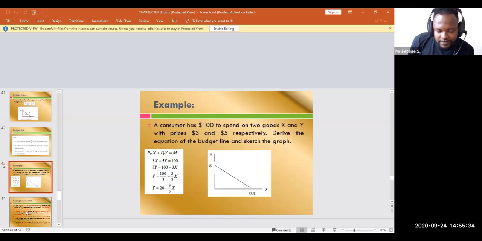5 times 20 is 100. 100 divided by 3 is 33.3. So the graph looks like this. This is the budget line equation, and the budget line looks like this. This example is clear.